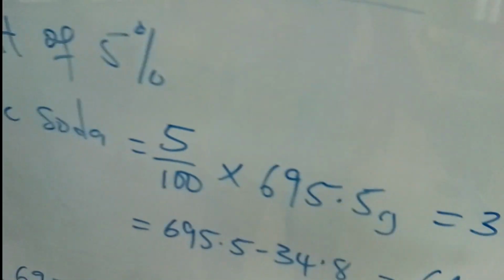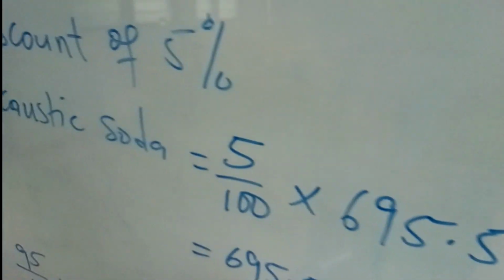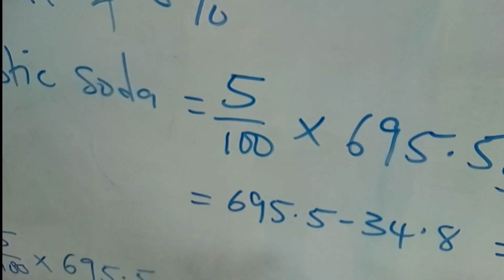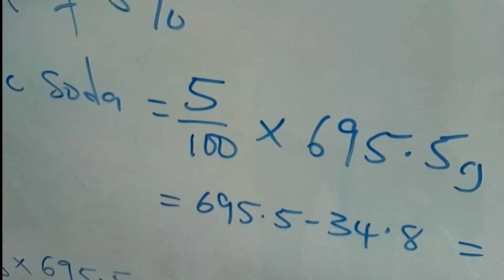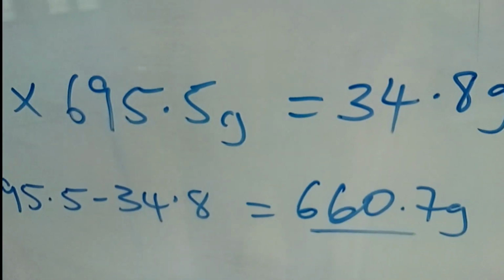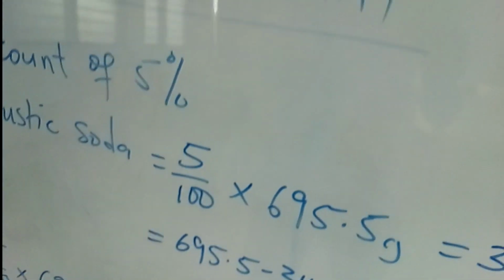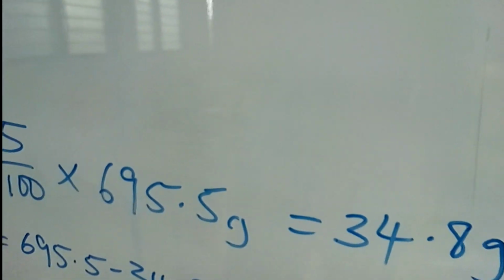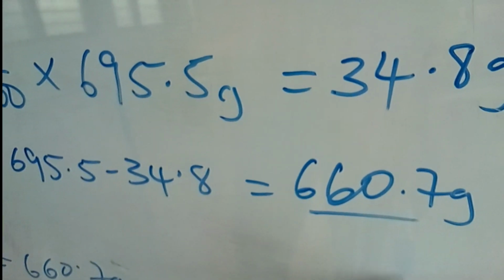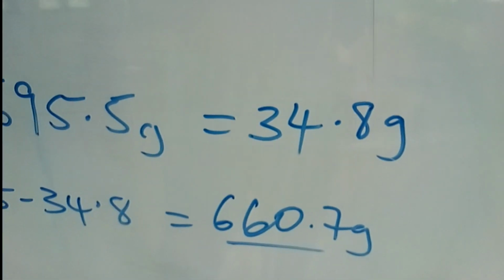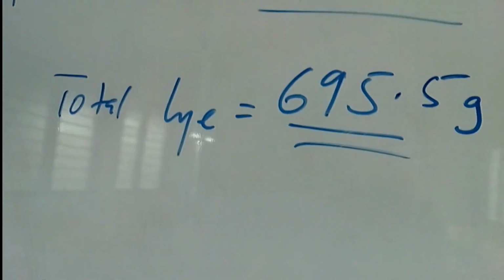So when we subtract the 34.8 from the caustic soda that we had, which was 695.5, so 695.5 minus 34.8, that will give us 660.7 grams. That is option 1. So it means that our lye that we'll be using will now be 660.7 grams, but no more 695.5, because we are discounting the lye by 5%.